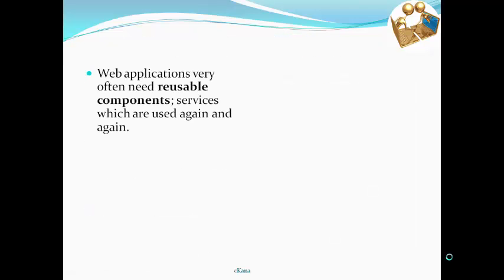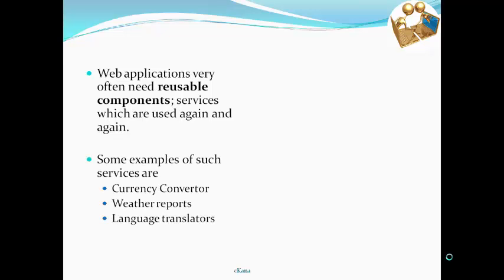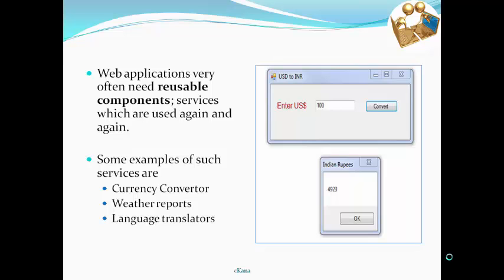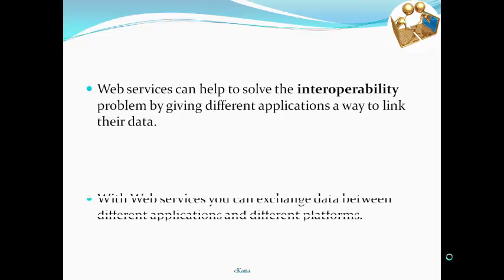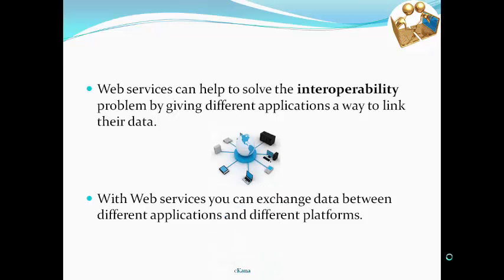Web applications very often need reusable components, which are services which are used again and again. Some examples of such services are currency converter, weather reports, and language translators. Web services can offer these reusable application components. Once created, they can be reused and placed wherever required in the web application. Web services can help to solve the interoperability problem by giving different applications a way to link their data. With web services, you can exchange data between different applications and different platforms.